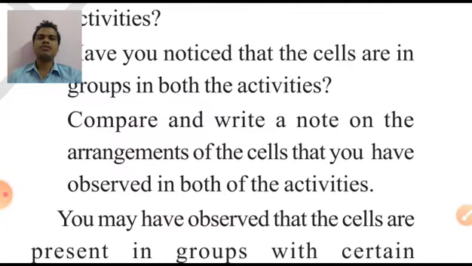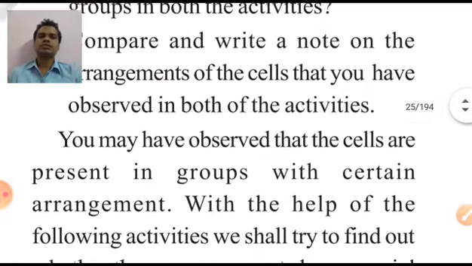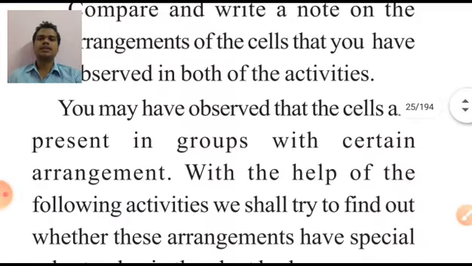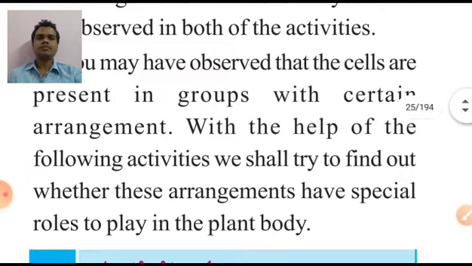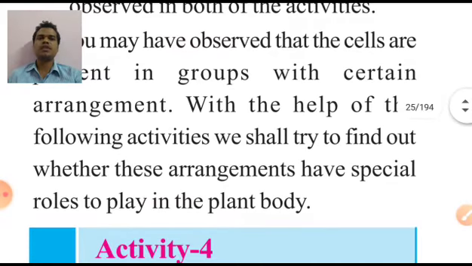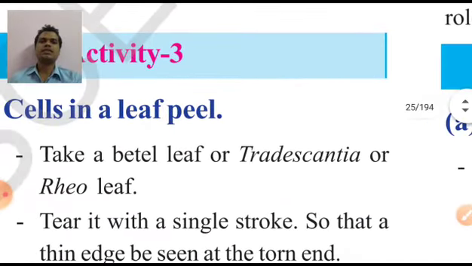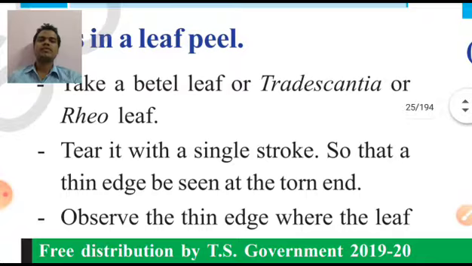Now compare and write a note on the arrangement of the cells that you have observed in both activities. So this should be done in the classwork, or otherwise by yourself in the laboratory. So feel that you are present inside the classroom, and you have to write it in the notebook. Now you may have observed all these cells are present in groups with a certain arrangement. With the help of the following activities, we shall try to find out whether these arrangements have special roles to play in the plant or not. Now let us see activity 3, cells in a leaf peel.